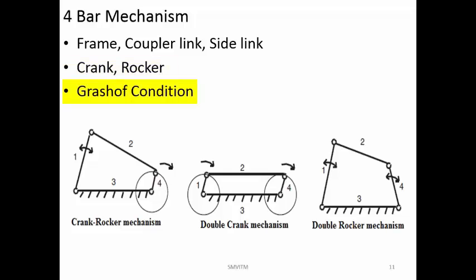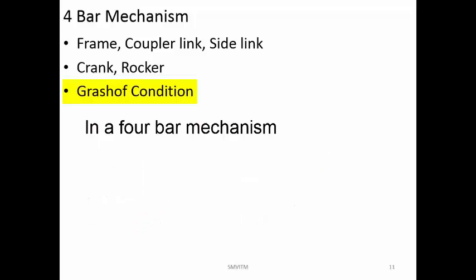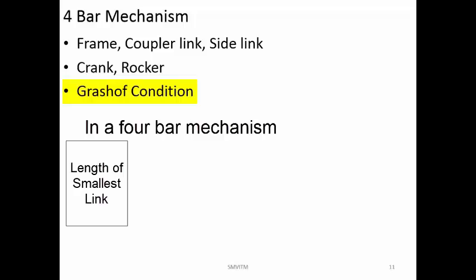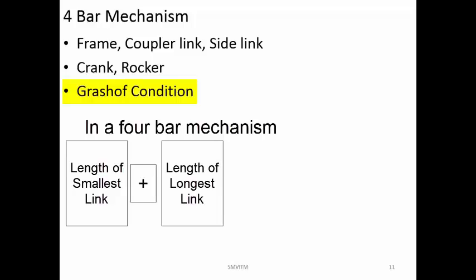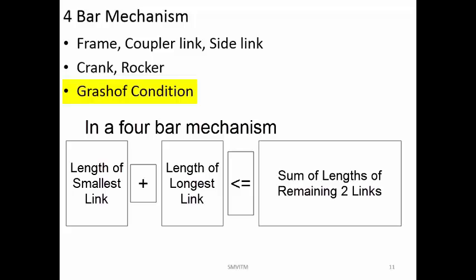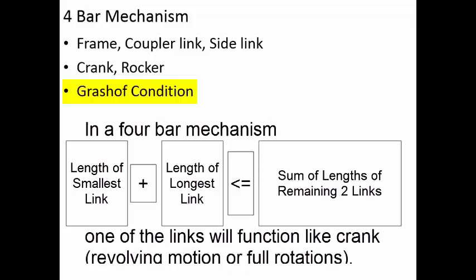Now in a 4-bar mechanism, we are having something called Grashof's condition, which will specify when a revolving motion is possible for one of the links. It states that if the length of the smallest link plus the length of the longest link is less than or equal to the sum of the lengths of the other 2 links, then at least one of the members will be having a revolving motion, or it will function like a crank. That is Grashof's condition.